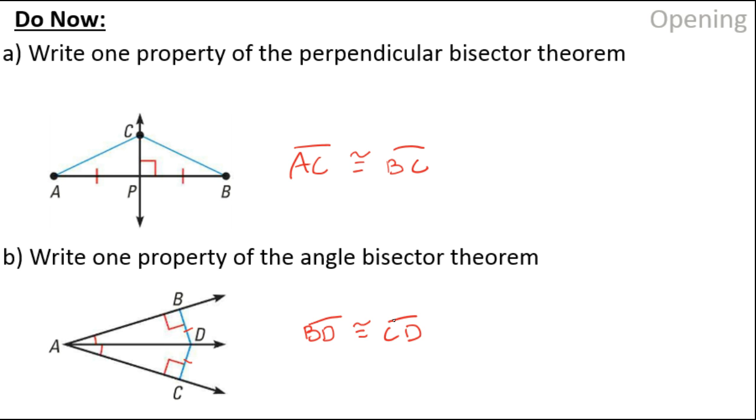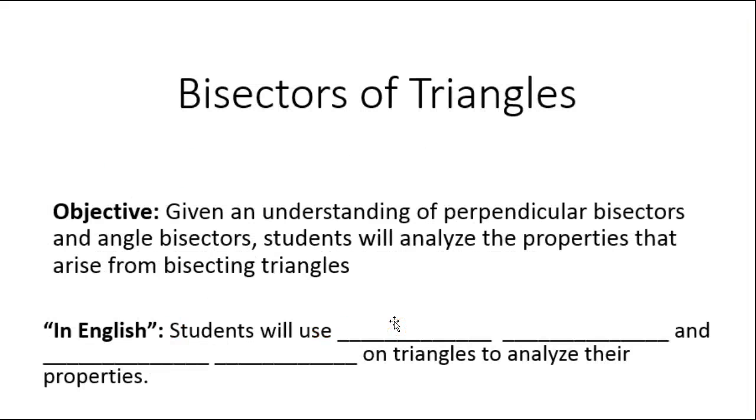All right. So the title of this lesson is Bisectors of Triangles. We have our objective. Given an understanding of perpendicular bisectors and angle bisectors, students will analyze the properties that arise from bisecting triangles. So to fill in these blanks, students will use perpendicular bisectors and angle bisectors on triangles to analyze properties.